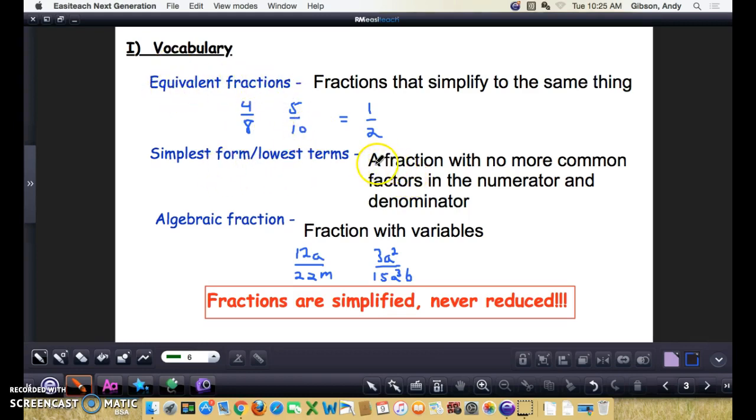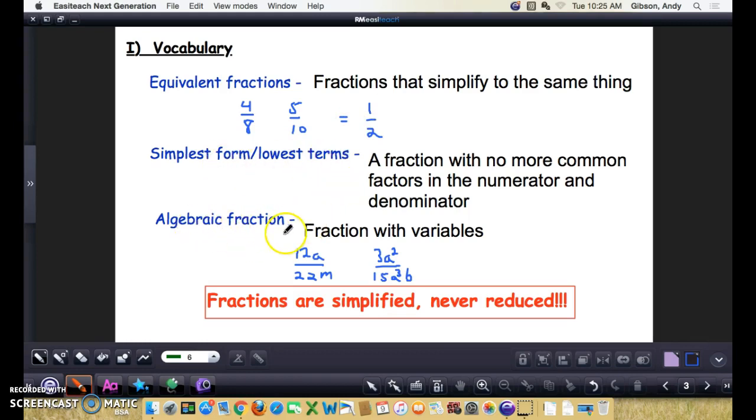Simplest form means a fraction that has no more common factors in the numerator and denominator. So that means, like over here, 4/8, I can take a 4 out of the top and a 4 out of the bottom. That's not in the simplest terms. But here, a 1 and a 2, then I am done. Common factors other than 1. But 1/2 would be the simplest form, or lowest term.